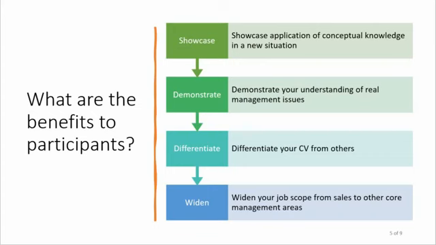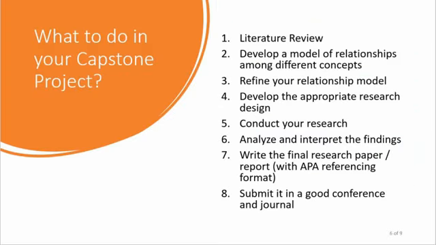So let's see what to do in your capstone projects. Start with your literature review. In this, you read the existing literature in your area, but do it from good sources only. That's my recommendation. That's the first step to improve the quality of your capstone project. And discuss within your group and develop a model of relationships among different concepts. A very important point is that you must take guidance from your mentor and refine your relationship model. This is something very crucial.